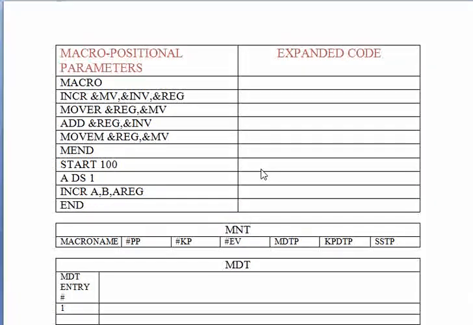This is an example of macro with positional parameters. We will look at how the macro processor performs expansion when it encounters positional parameters. For simplicity, I have taken a single macro in my particular piece of code.